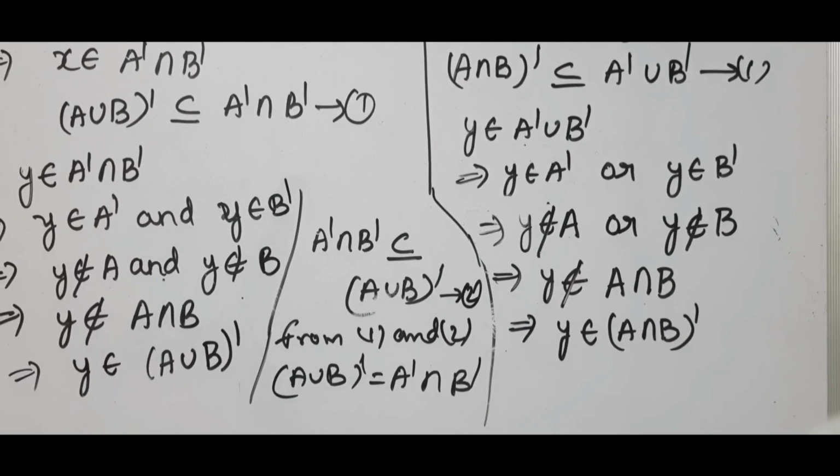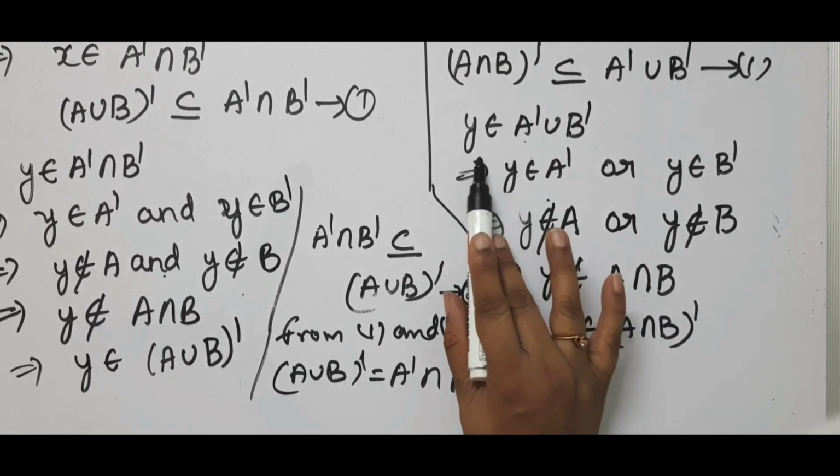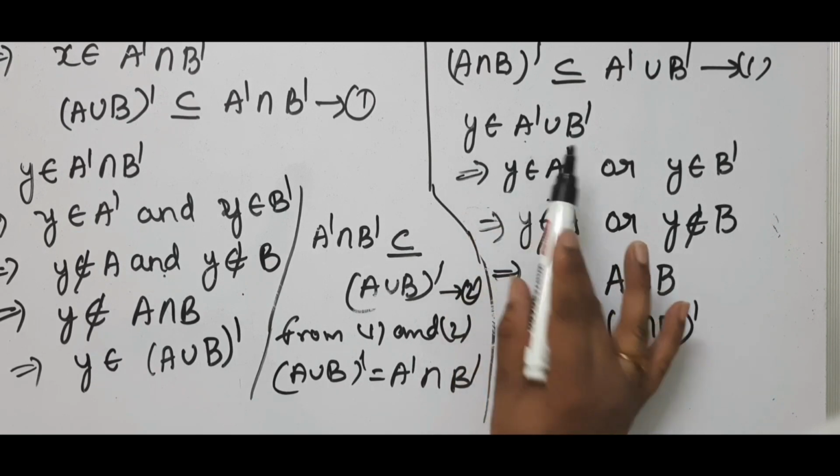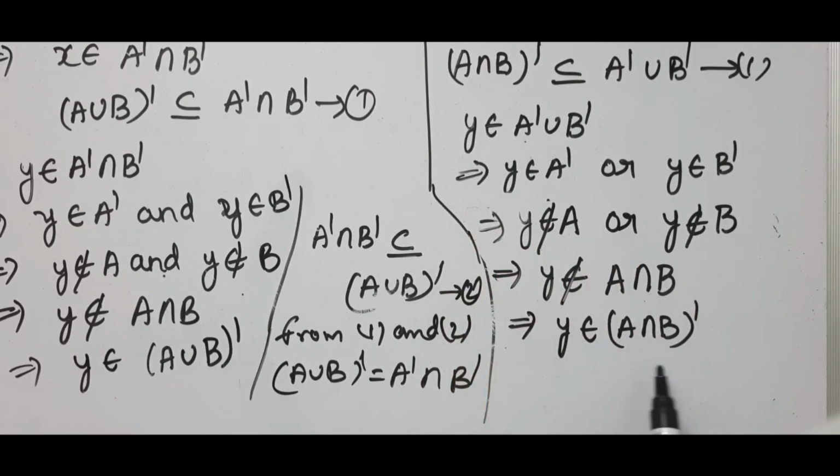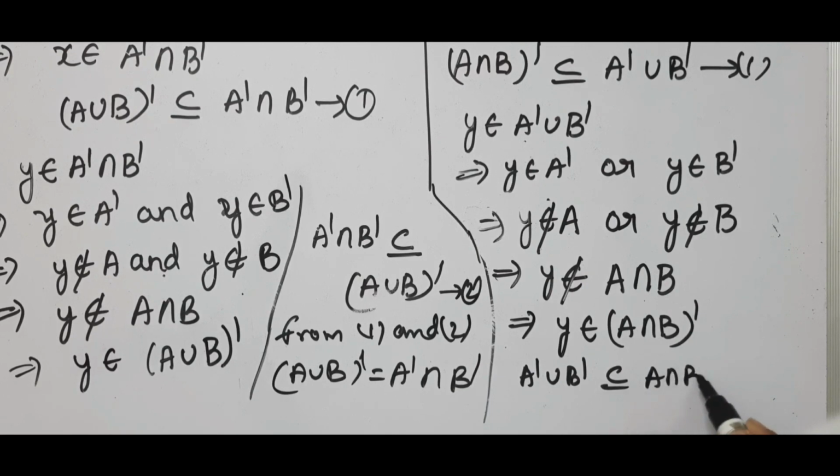Is it not? So we can say when we have taken y belongs to A complement union B complement, we have proved that y belongs to A intersection B whole complement. So A complement union B complement is a subset of A intersection B whole complement. So let it be 2.